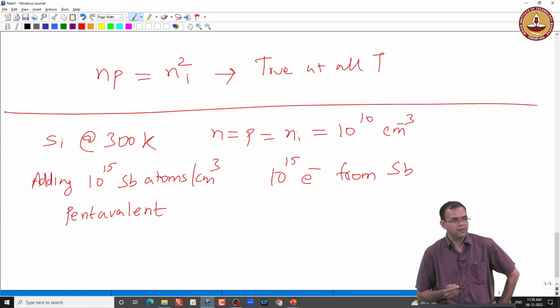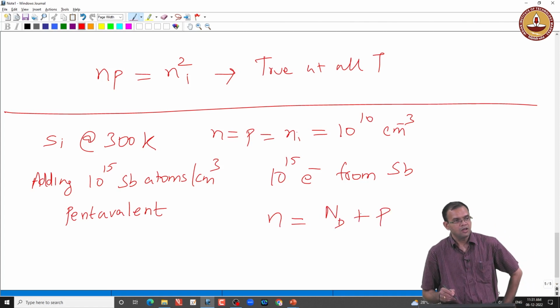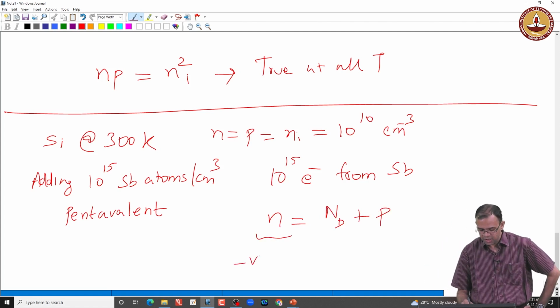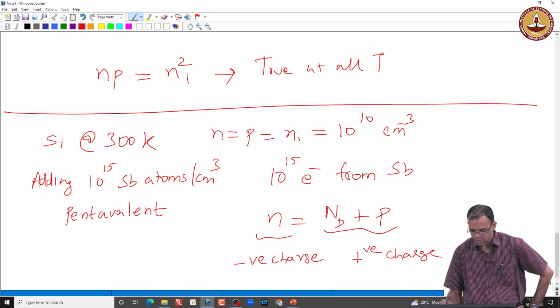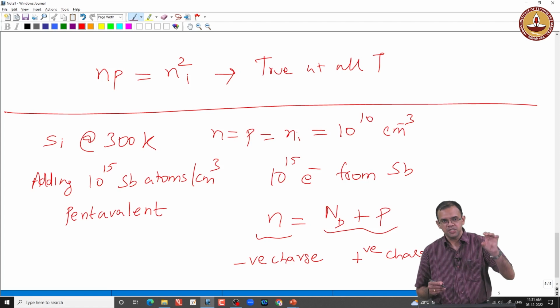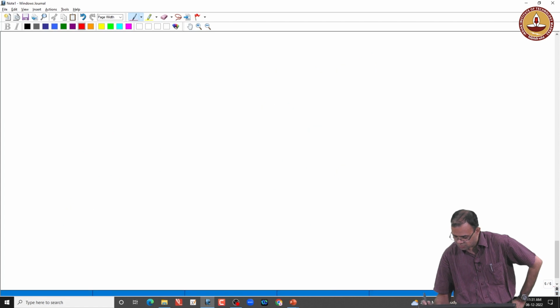To find out what the concentration of electrons is, we write what is called a charge balance equation. Again, Professor Celso wrote that, which says N is equal to Nd plus P. All this says is this is all the negative charge, this is all the positive charge. So the total negative charge and the total positive charge must balance.